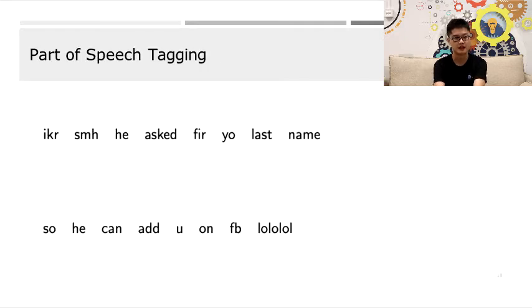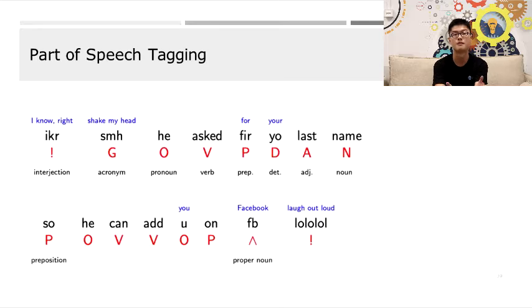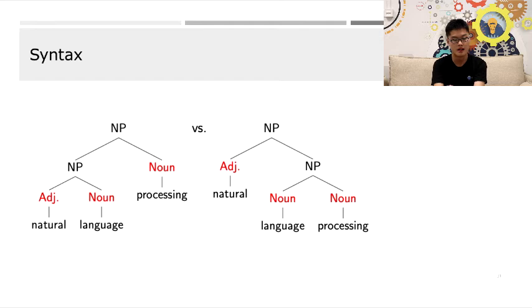Part of speech tagging. If you see such a message, you will definitely not understand what it's going to say. Actually, it's a message from WhatsApp Messenger. IKR is, I know, right? In this sentence, it is an interjection. SMH, shake my head, is an acronym. FIR is a misspelled word. It's actually for, so it's a preposition. Each word is marked with a part of speech in NLP models.